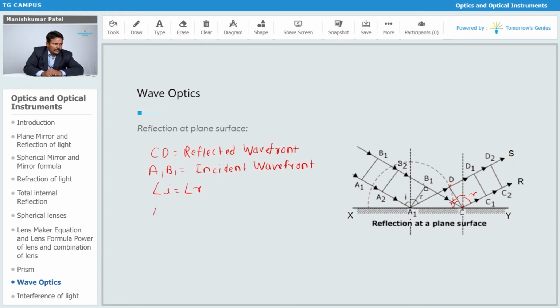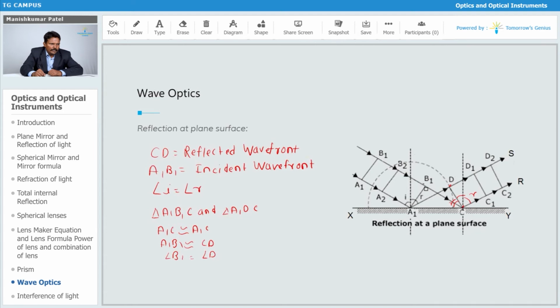If you consider this triangle A1B1C and triangle A1DC, in these A1C is common. Again A1B1 is the same as CD. At the same time, angle B1 and angle D are both 90 degrees. So you can say that these two triangles are congruent.